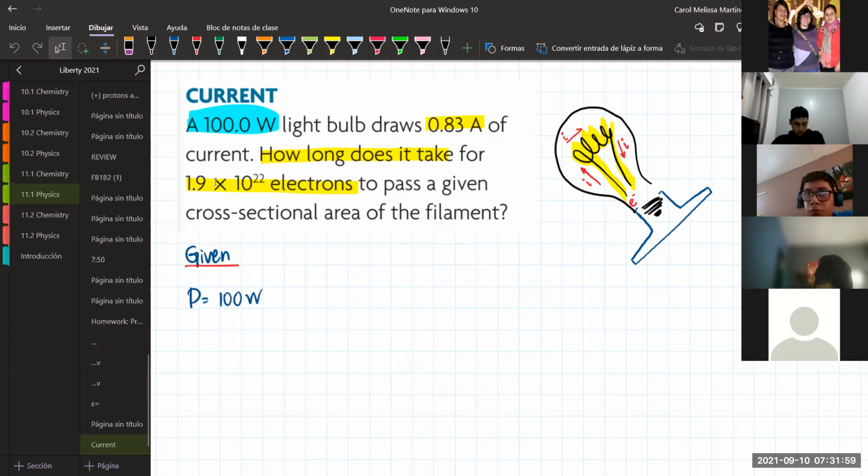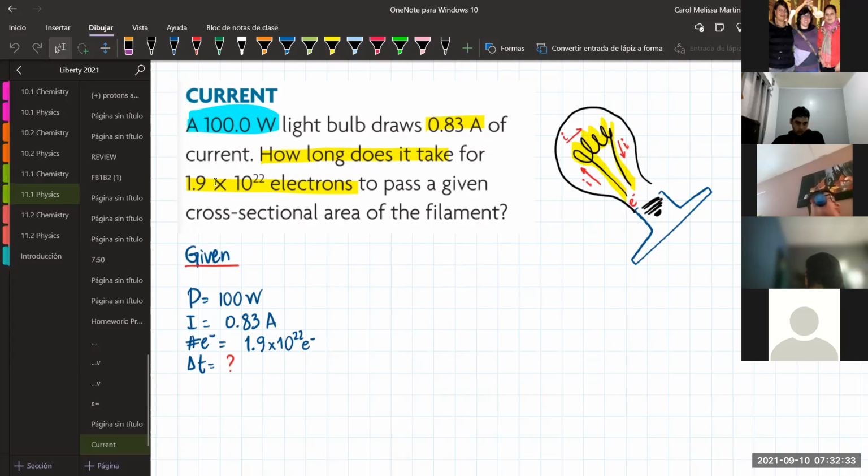We know that the light bulb draws a current of 0.83 amperes. And it's asking me about the time, which is what I'm going to look for, and it's giving me the number of electrons. It's not giving me charge, it's giving me number of electrons. So it says 1.9 times 10 to the 22nd power electrons. That's all the problem is giving me.